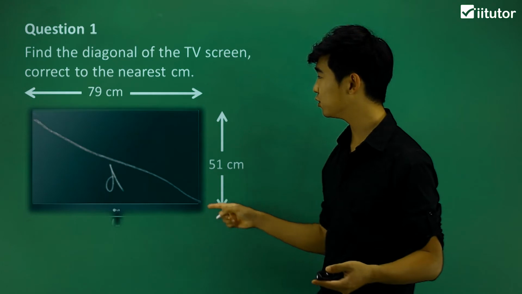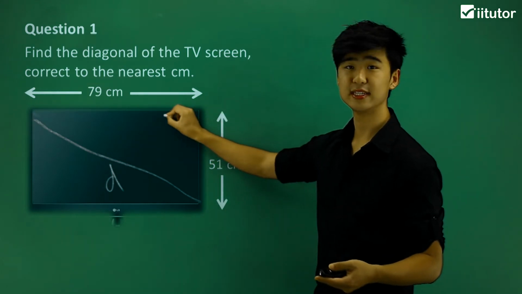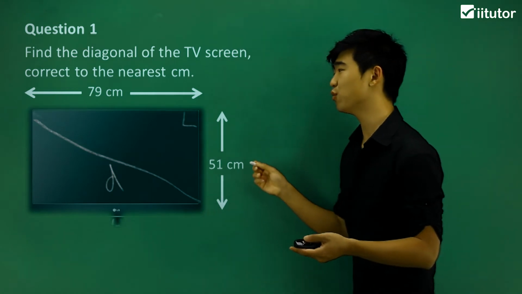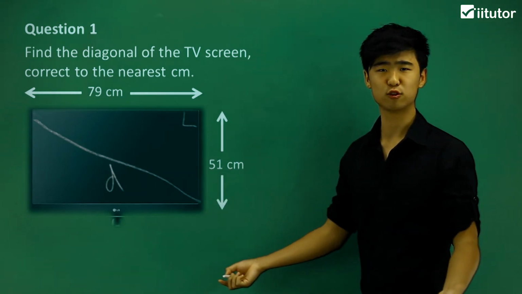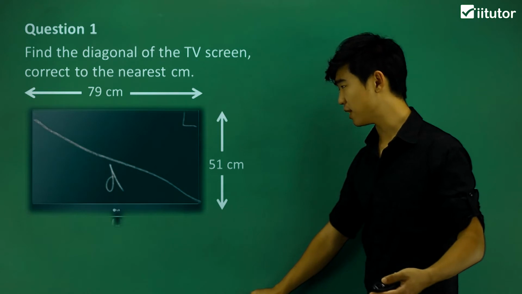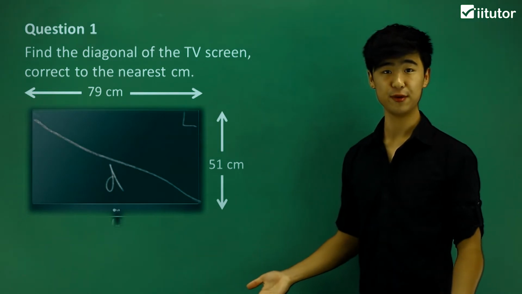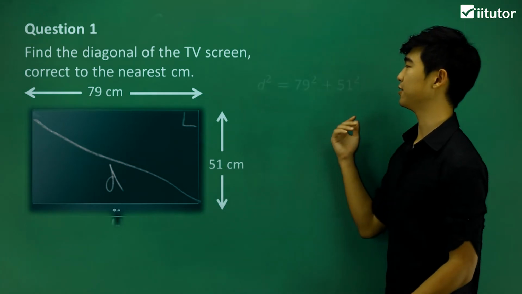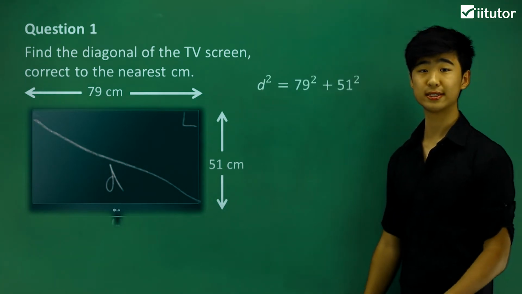So that's my diagonal, and in a TV screen, this is most likely going to be a right angle here, correct? So what are we given here? We have a right angle triangle, so we're going to apply my Pythagoras theorem. My hypotenuse here is D. So let's write out my Pythagoras theorem. It's going to look like this.